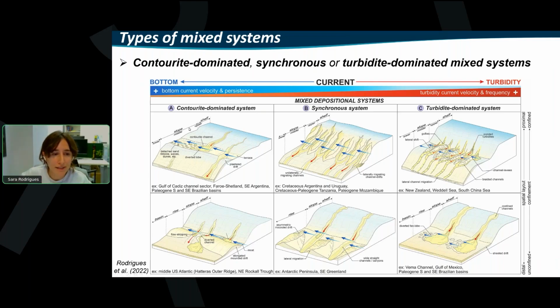So we identified that there were systems, mixed systems in particular, that were more contourite dominated, systems that were more synchronous, so where the two processes are more balanced, and systems that were more turbidite dominated. And I will show you examples of each case so that you have an example to look into, and something also that you might use to discover other mixed systems when you look at your own margins.